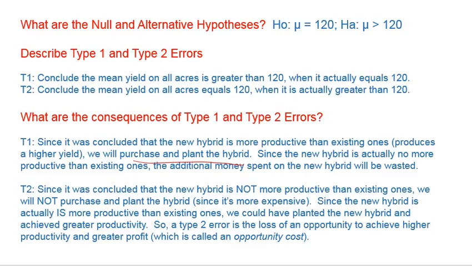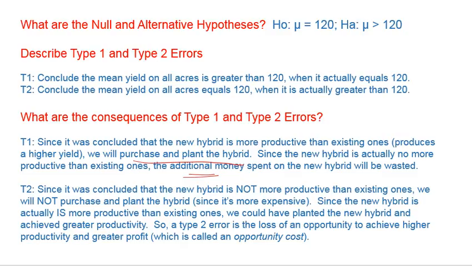So we concluded the new hybrid was more productive. So we're going to purchase and plant it. But actually, the new hybrid is no more productive. In other words, H naught is really true. So because it's actually no more productive, then the additional money that we've spent on purchasing the new hybrid would be money that's wasted. So that's an implication for a type 1 error.